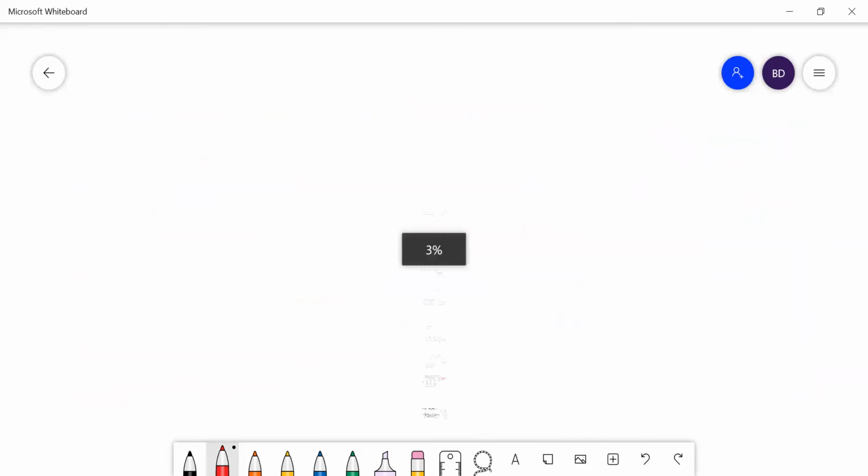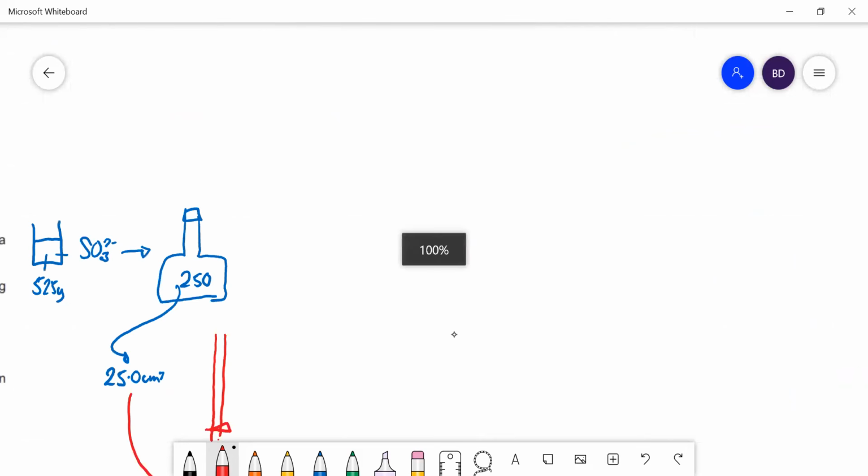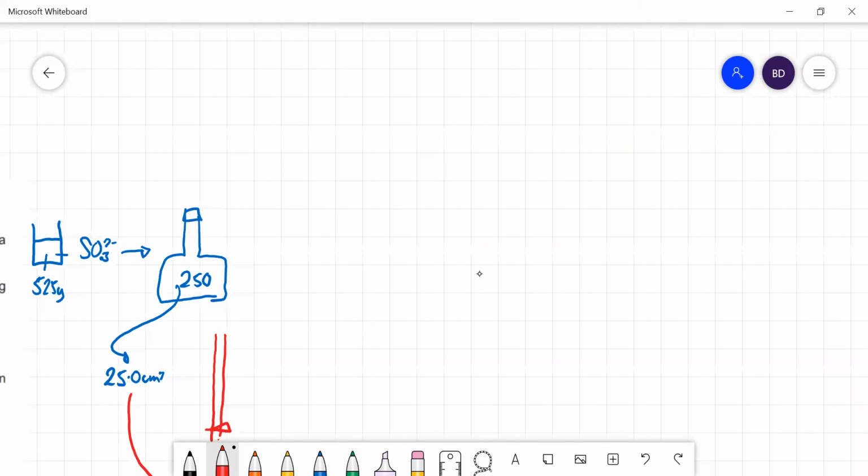The manganate, oh dear, I need to do that. I've lost it. Coming back. There we go. Got it back.